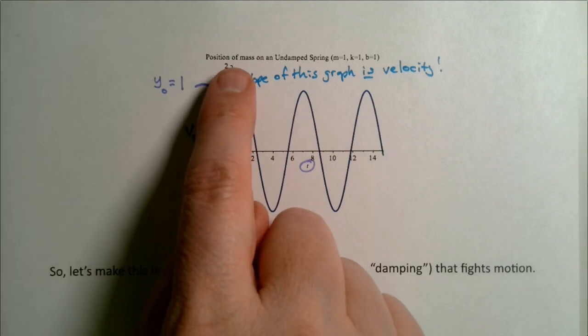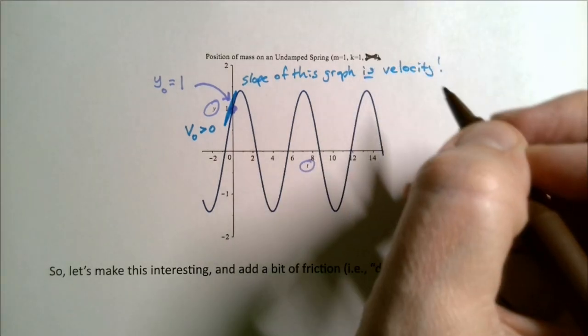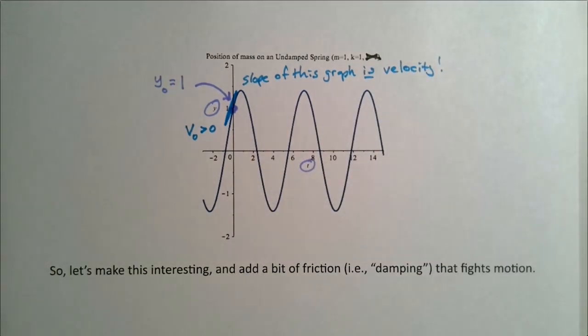So you'll notice I also added a title for this one, and I actually said b equals 1, and I shouldn't have said that because technically we haven't included the b yet. The b is for the damping coefficient. We'll get to that in a second.